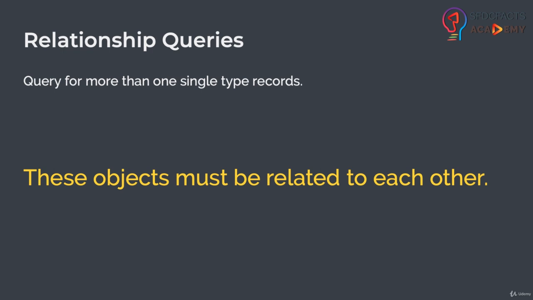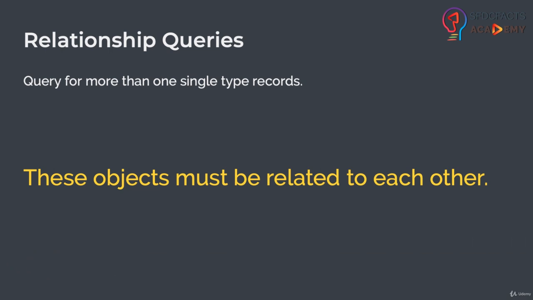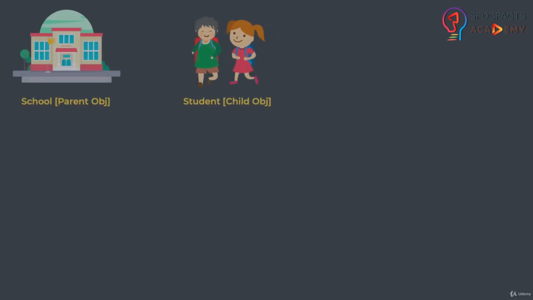You cannot pick any random objects and start querying records from those objects in one single query. These objects that you are picking must share a relationship. For example, let's say you have an object called school and there's another object called student. And this school object is the parent object of the student object, which makes total sense because one single school can have multiple students. So that's why our school object is a parent object where the student object is a child object.